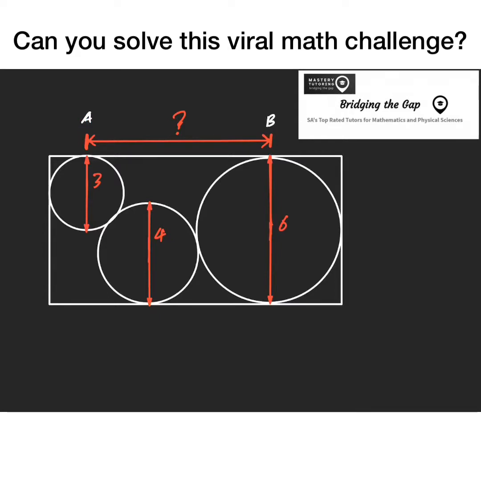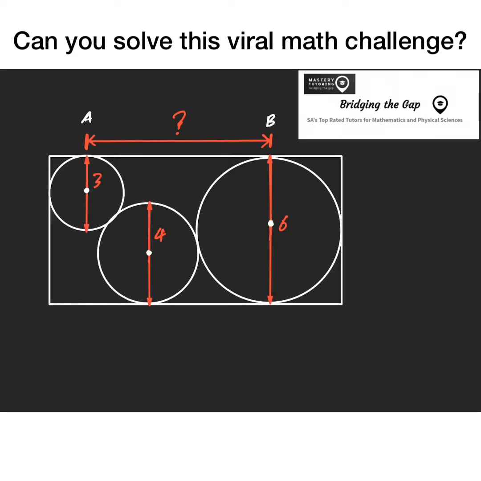We solve this by first indicating the center of each circle. So the biggest circle has a center at that point there. The circle in the middle has a center at that point, and the smallest circle has a center at that point.